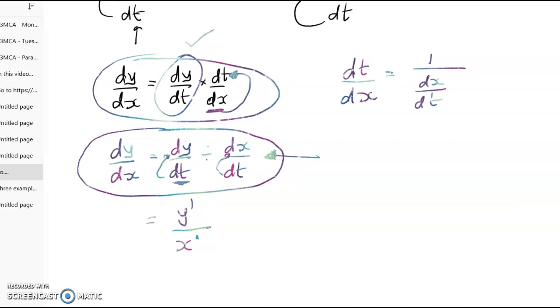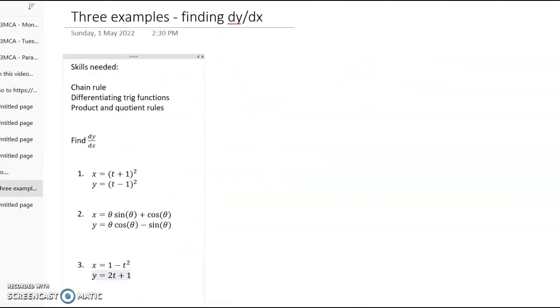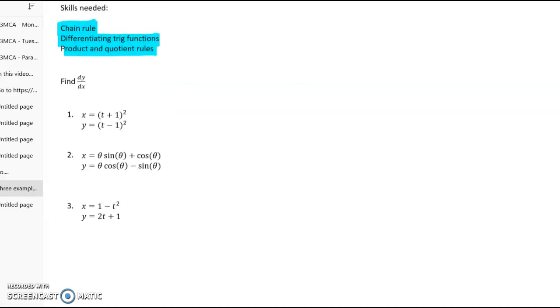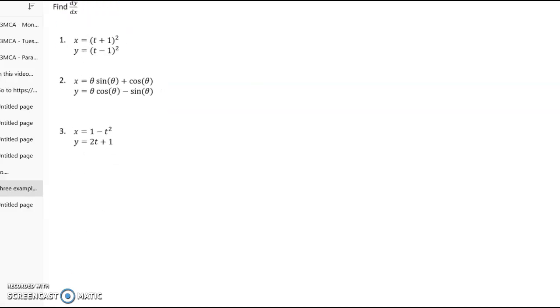Okay, 3 examples for us to try now. Skills that you're going to need to do these: quite a lot of the earlier level 3 achieve level differentiation. So you need to be really confident with the chain rule. You have to be able to differentiate trig functions, and you're going to need the product rule and sometimes the quotient rule, but not for these ones.